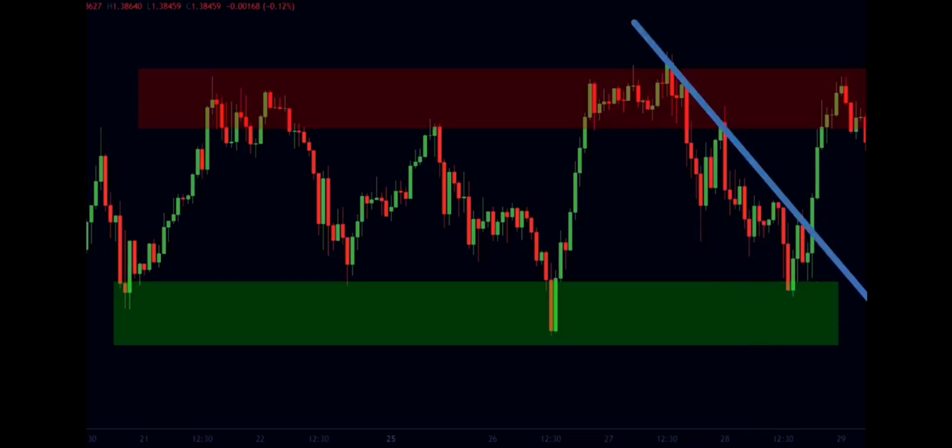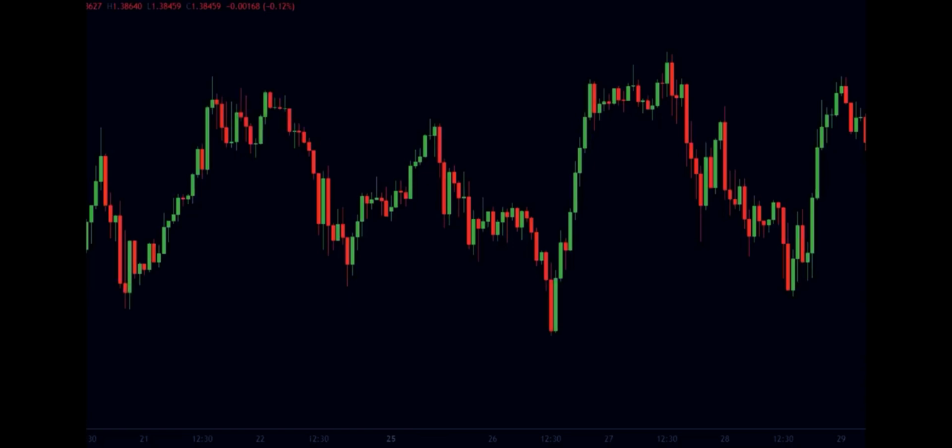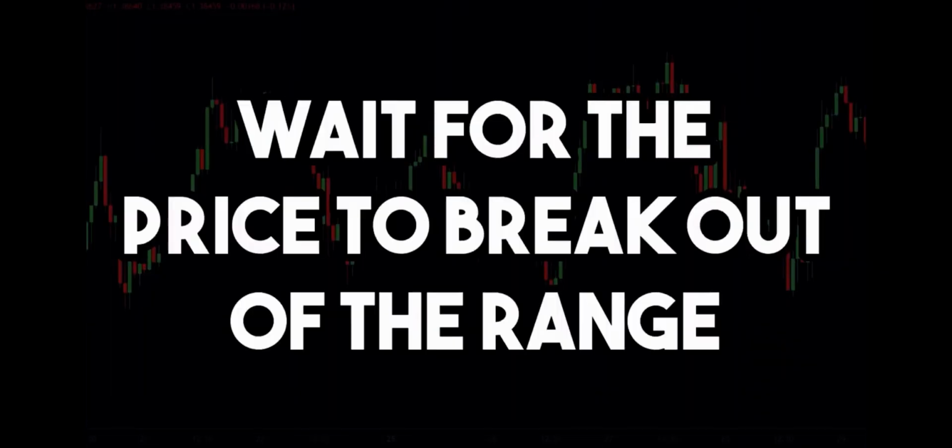So, we plot a short-term trend line on this down move. This candle breaks the trend line. Hence, we enter on this candle. We keep our stop loss below the trend line, and we place our targets at the resistance level. As you can see, the price gave a strong up move after our entry. This is one way of trading sideways market. The other way is to wait for the price to break out of the range.